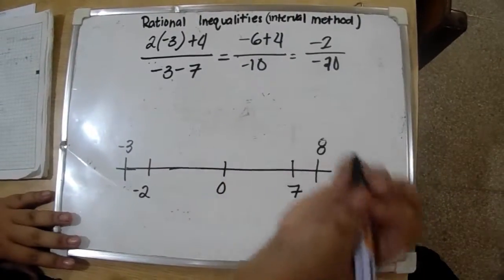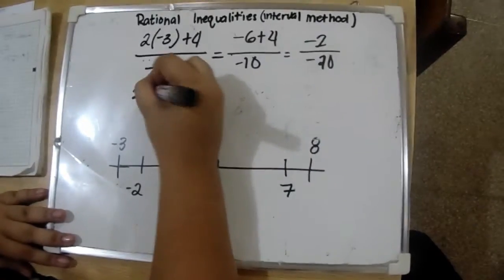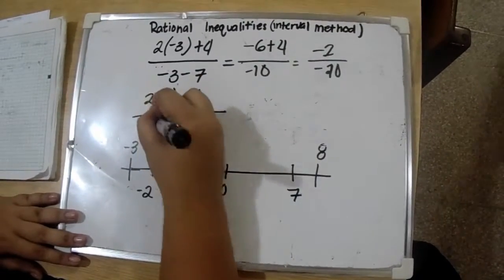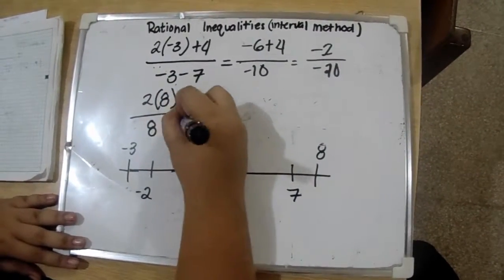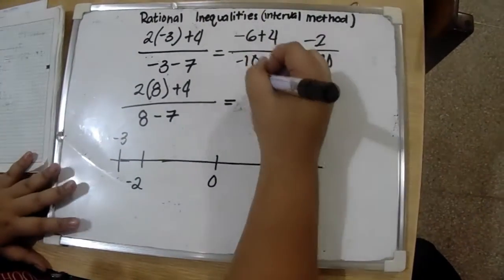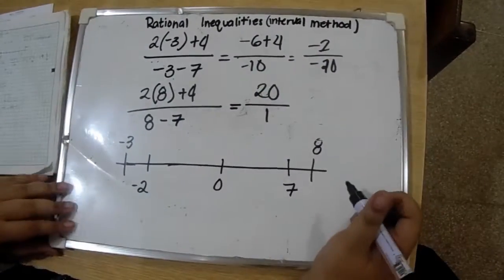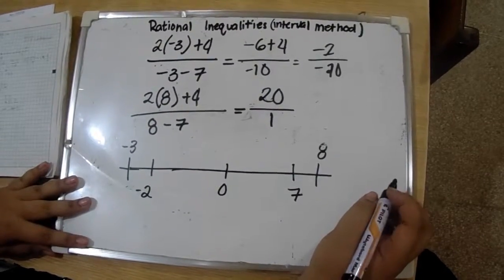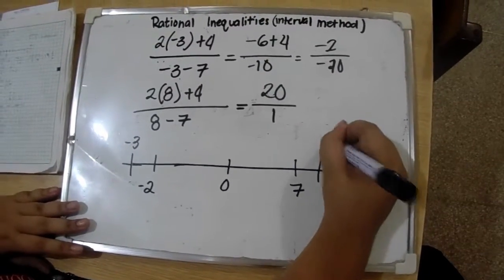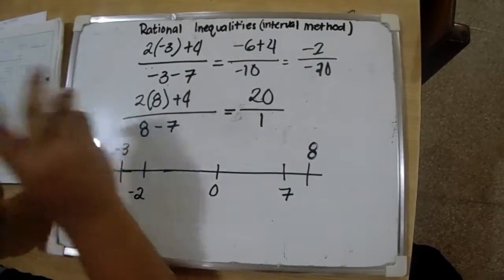Same goes for 8. So 2 times 8 plus 4 over 8 minus 7. So it means that the number that we chose gives a result greater than 0. So what if we use the value of 0?